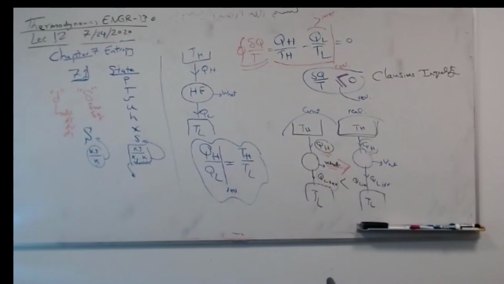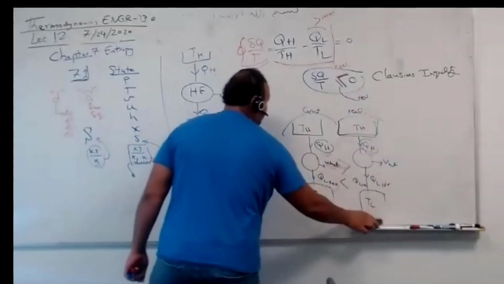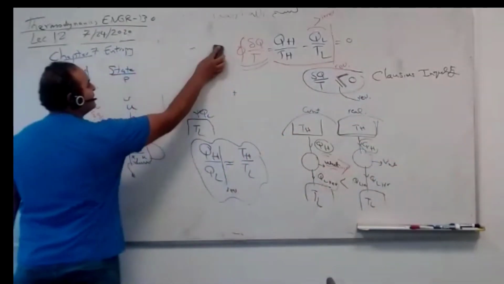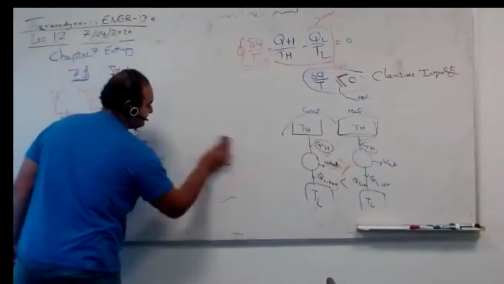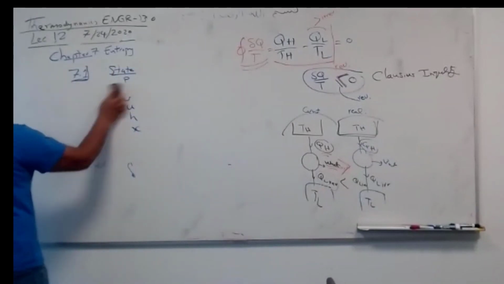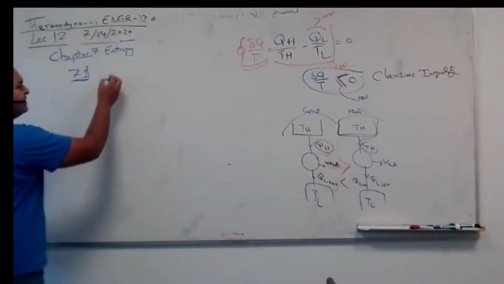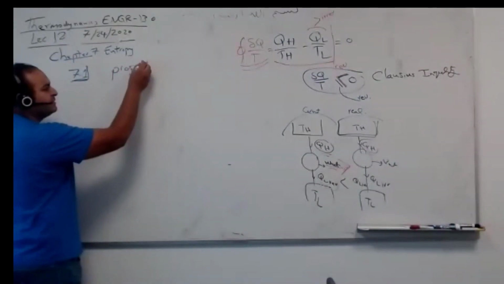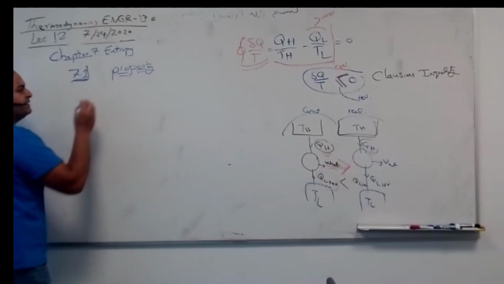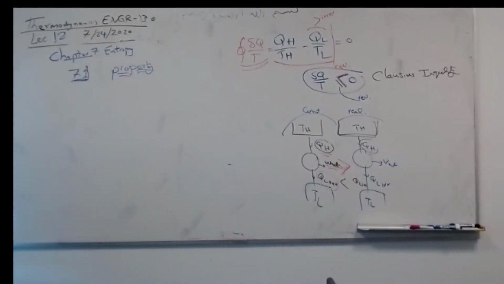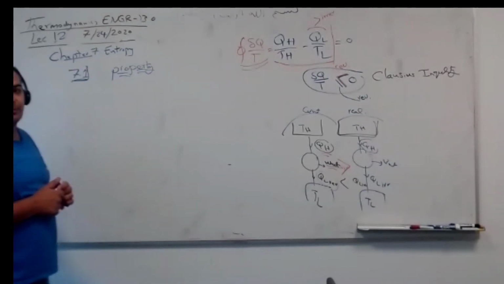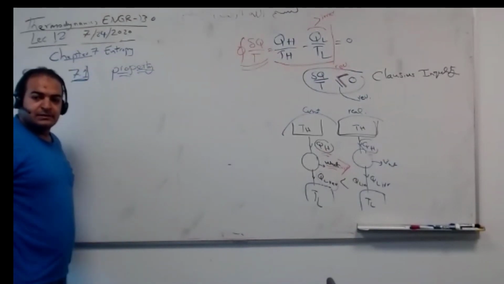Let's go to define property again. So this is always correct: delta Q over T locally is negative, locally, not globally. So again, guys, what is a property again? Can somebody define for me a property? First lecture. What is the property, guys?